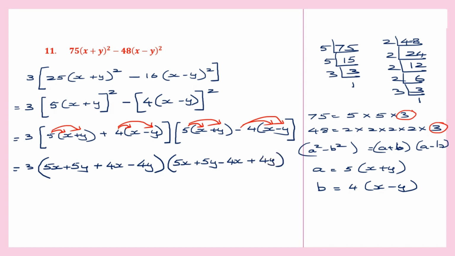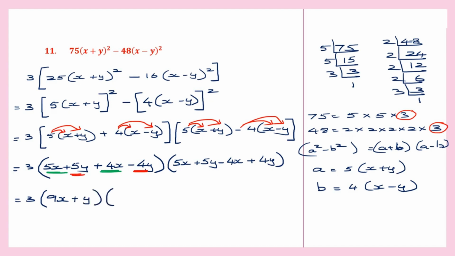So here we have 5x and 4x. So that is 5x and 4x is addition 9x. Then we have 5y minus 4y. 5 minus 4 is 1. So that is 1y or simply y.